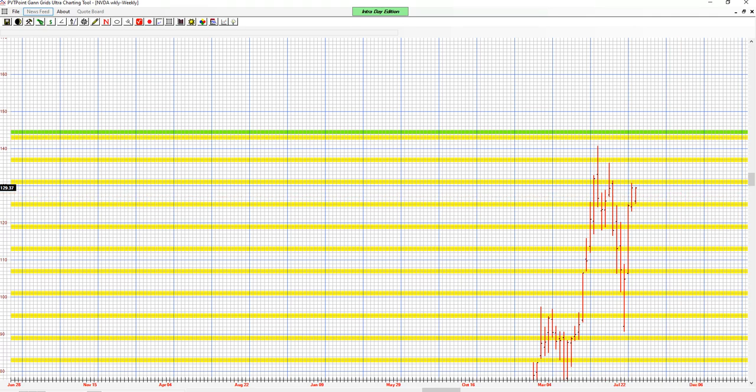So that's just a look at these price levels just from that pivot point. I'll probably come back and maybe expand on this a little bit more in another video.